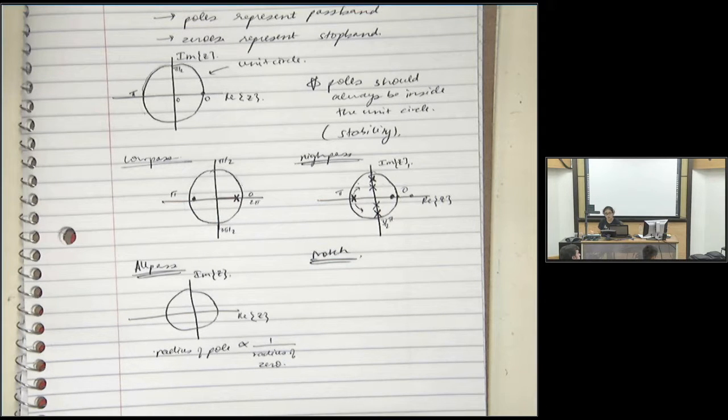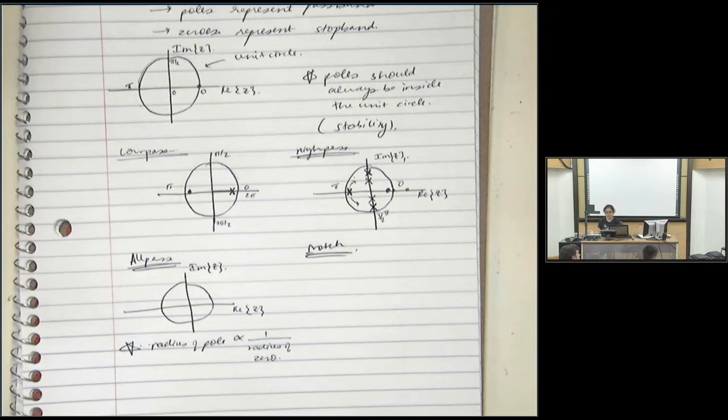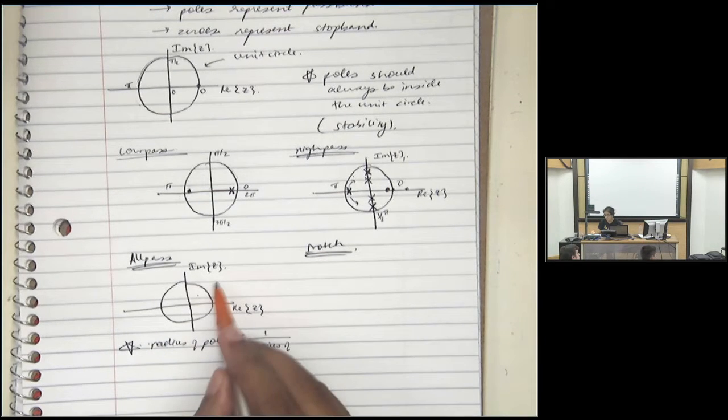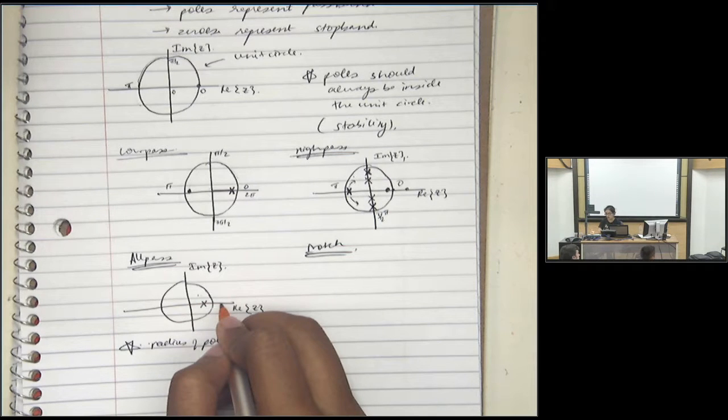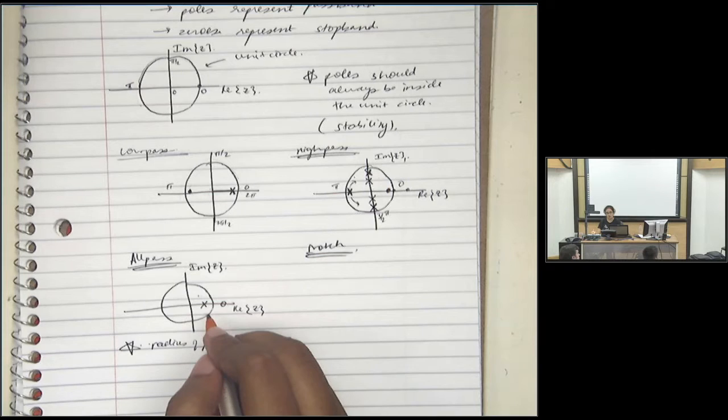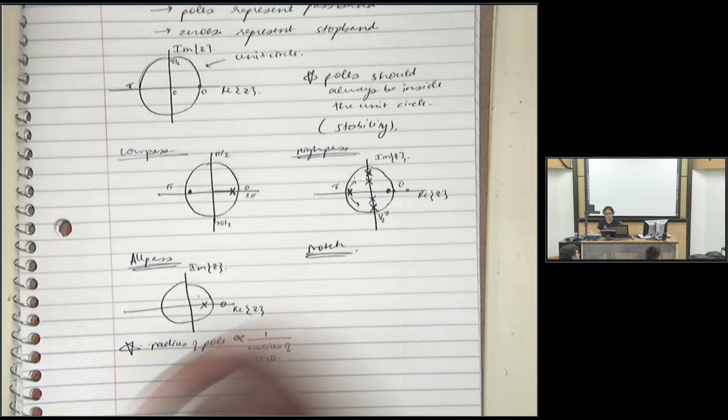So it's for everything or just for all pass? That's just for all pass. So, if my radius of 0 is high, radius of my pole is low, they essentially cancel each other's effect. So if I have a pole here and a 0 here, they'll cancel each other's effect because they're inversely proportional to each other, and I'll get an all pass. Because they cancel each other's effect, nothing is attenuated and nothing is filtered out.